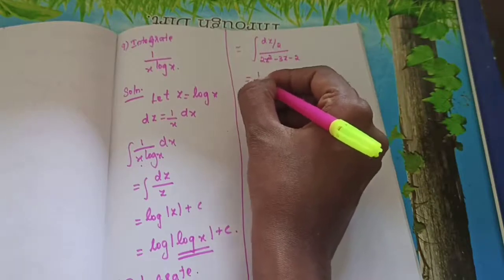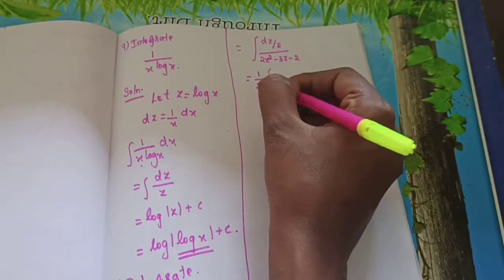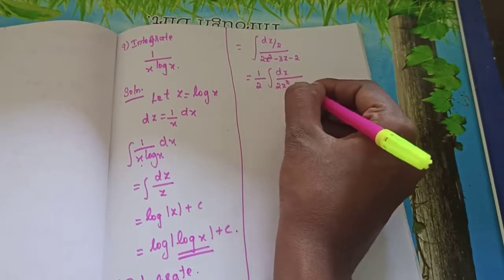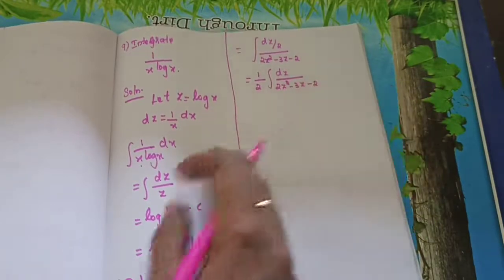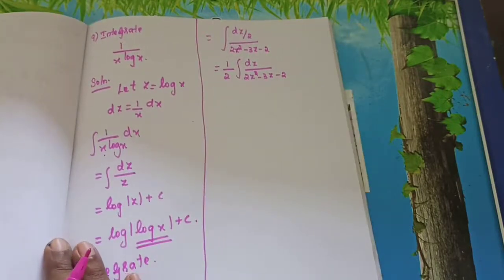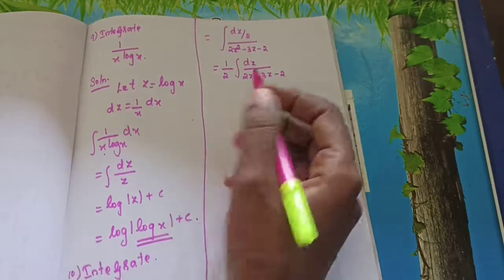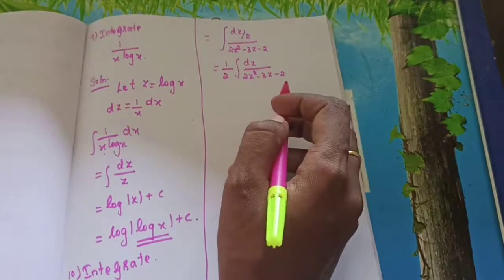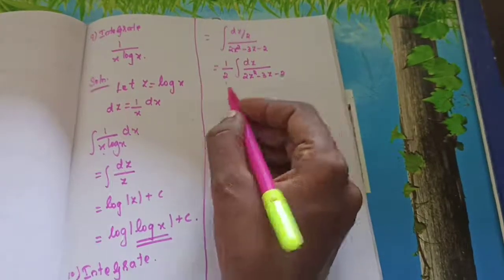So that's equal to 1 by 2, a constant outside, dz divided by 2z square minus 3z minus 2. Okay, so in this problem we are going to use partial fraction. Why are we using partial fraction? You may have a doubt. Here we can change it into linear factors, is it right? Because of that we are going to do partial fractions.